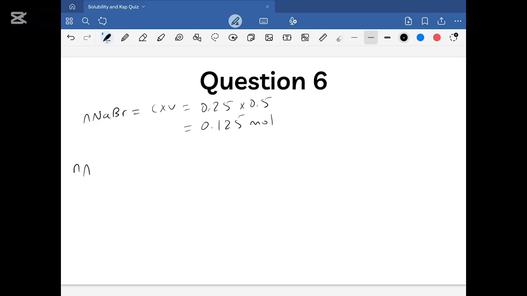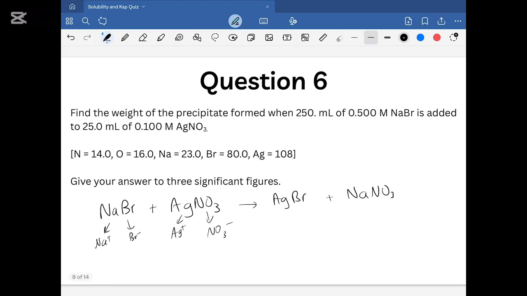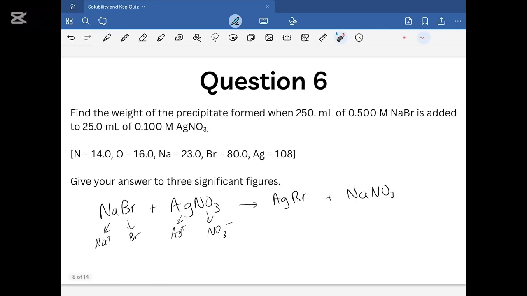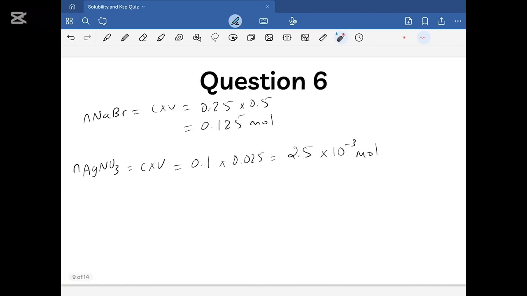For the number of moles of AgNO3, we're going to do C times V. Now, AgNO3 has a concentration of 0.1 and volume of 0.025. So it's going to be 0.1 multiplied by 0.025, and we're going to have the number of moles equal to 2.5 times 10 to the power of minus 3 moles. Now, I need to determine which one of them is the limiting. So the coefficient in this case is 1, and here we have a coefficient of 1. So let's determine the reaction ratio.